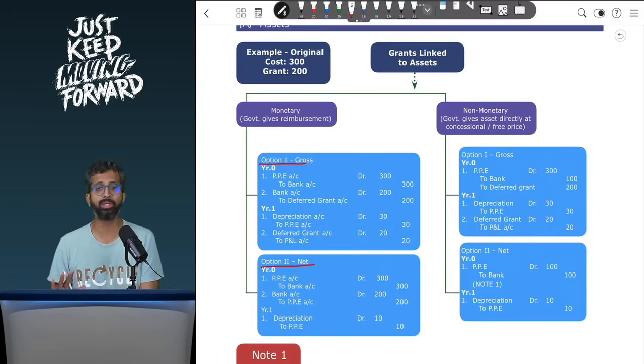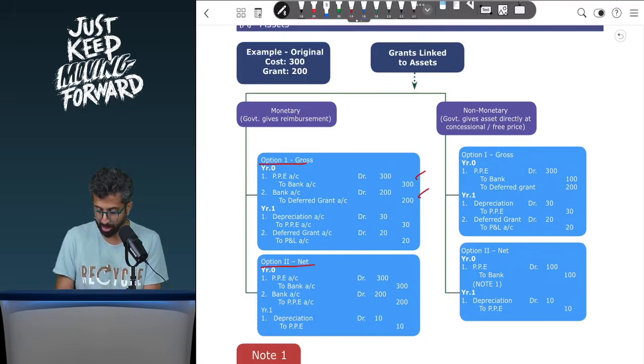So the gross method means you will recognize the asset at the gross amount. So let us say you were to buy the asset at 300, and the government gives you a grant or reimbursement of 200. The entry when you purchase the asset will be asset account debit, bank credit. Let us say you are spending 300 rupees, and then bank account debit, the government gives you 200 rupees. To what? Well, you will credit a separate deferred grant account. So over here, the important adjustment would be to credit the deferred grant account.